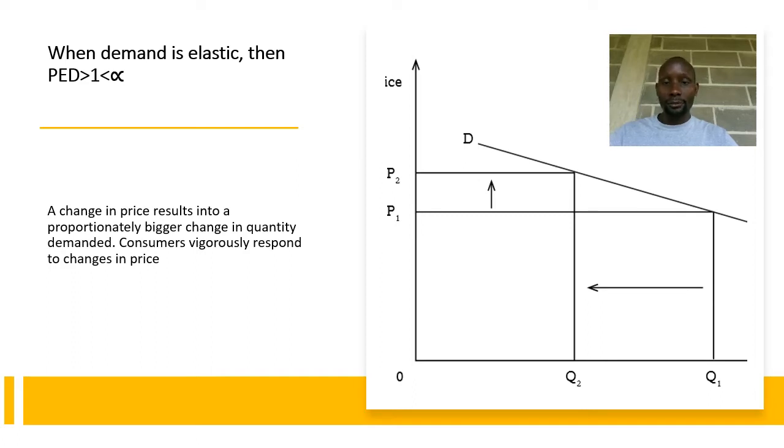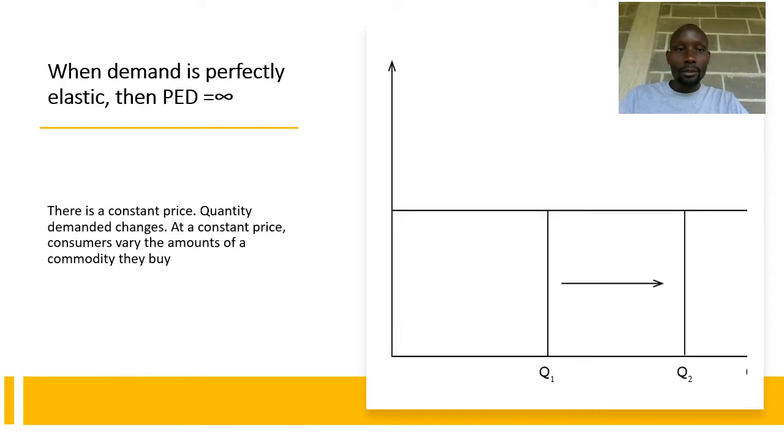So this means that when price increased from P1 to P2, it led to a very big decrease in quantity demanded of our commodity from Q1 to Q2. So that implies that when the price for this commodity slightly changes, it will affect quantity demanded by more than a proportionate change in price. And the last one is when our price elasticity of demand is equal to infinity.